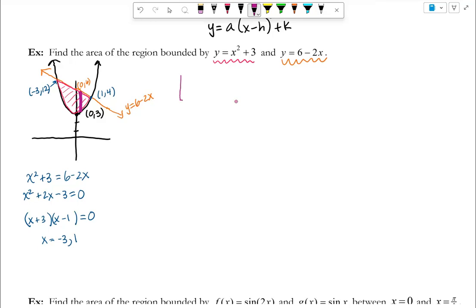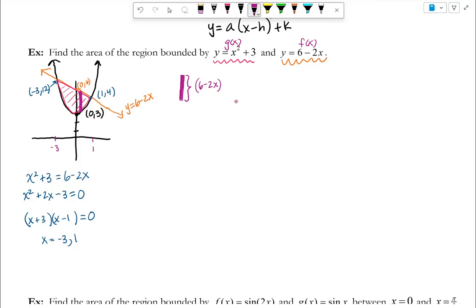If I think about the height of this rectangle, at any point, not time, but any point on the x-axis between the intersections, so between x equals negative 3 and x equals positive 1, anywhere in there, the height of this rectangle is always going to be my line minus my parabola. Going back to that formula, you could think of this as your f of x. You could think of this as your g of x, but I'm not going to write it that way. I'm just going to say that the height of this is 6 minus 2x. These parentheses aren't super necessary.